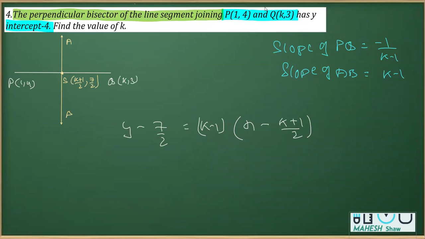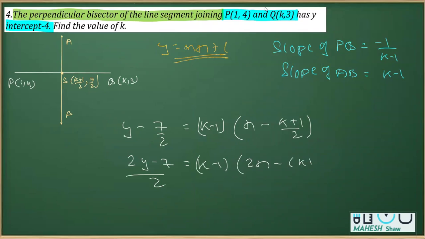Now, for further simplification, what I'm going to do is convert this equation into the form y is equal to mx plus c. Let's say if I do some simplification, that is if I take LCM, it's (2y minus 7) over 2. On the other side, it is k minus 1, and if I take LCM, this is (2x minus, I should keep another bracket for this, k plus 1). Right. So we can say 2 and 2 get cancelled here.